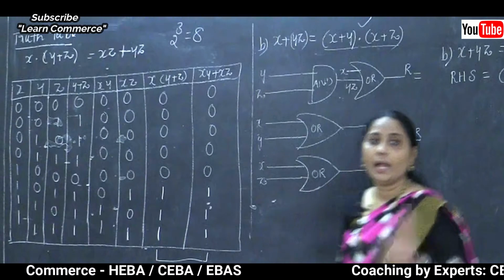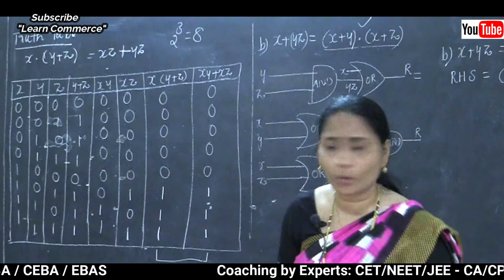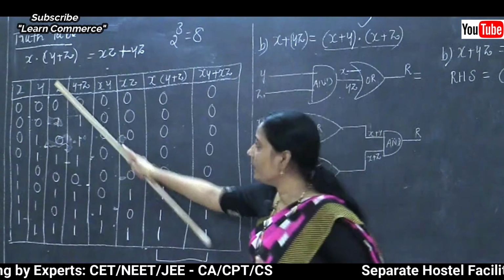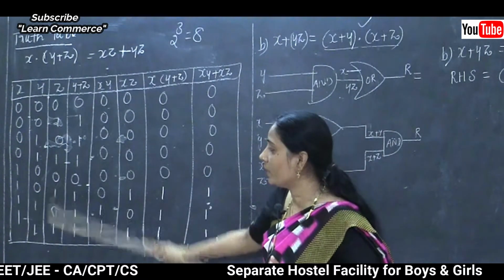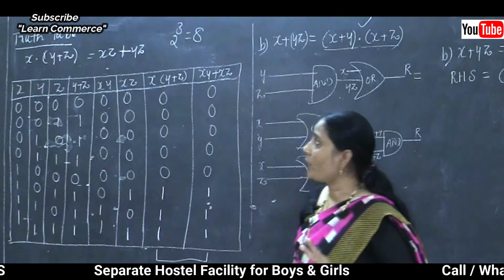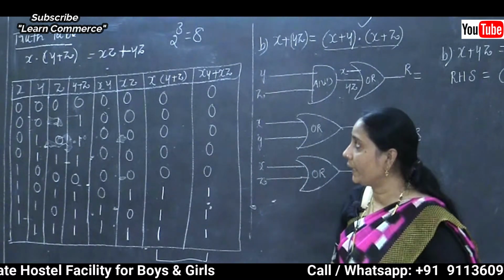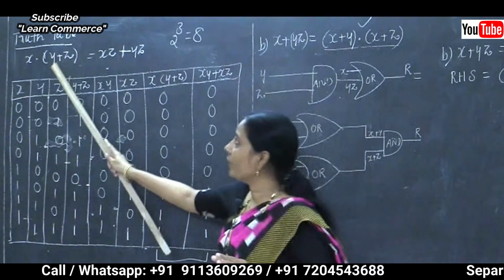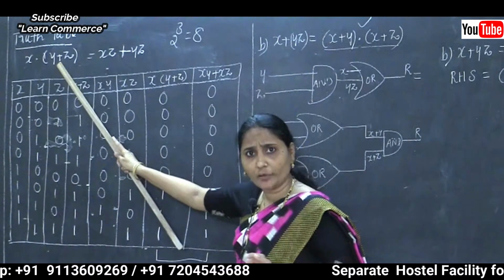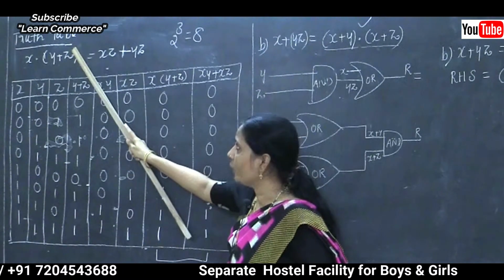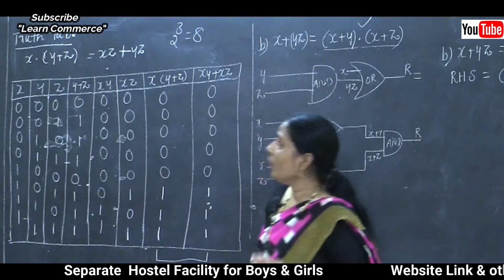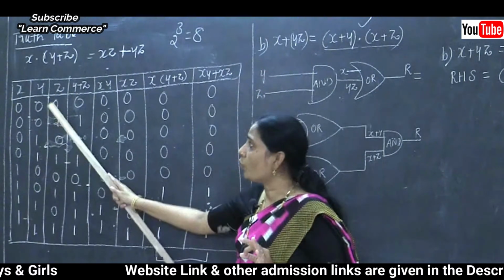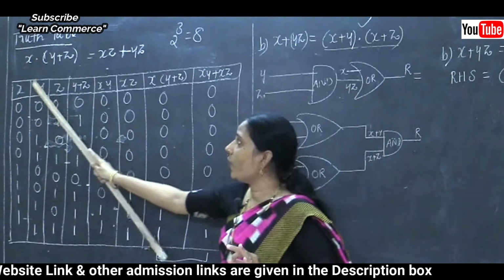Clear this point here? x: 0 0 0 0 1 1 1 1, y: 0 0 1 1, 0 0 1 1, z: 0 1, 0 1, 0 1, 0 1. Now, after completing the values for each of the x, y, z columns, first I am going to take the expression y plus z. To fill up this column, we need to take the 2 columns, y and z.